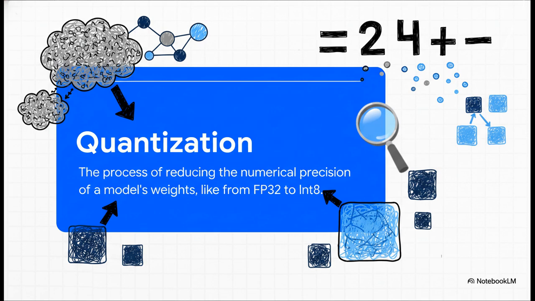It really is like compressing a beautiful, high-resolution photo into a smaller JPEG. You lose a tiny, tiny bit of detail that you can't even perceive, but you get a massive reduction in the file size. For an AI, this means reducing the numerical precision of its weights, basically going from super detailed 32-bit numbers down to simpler, much more efficient 8-bit ones.